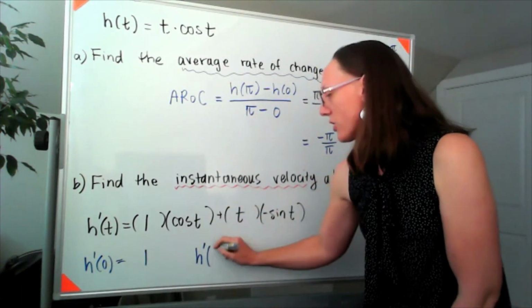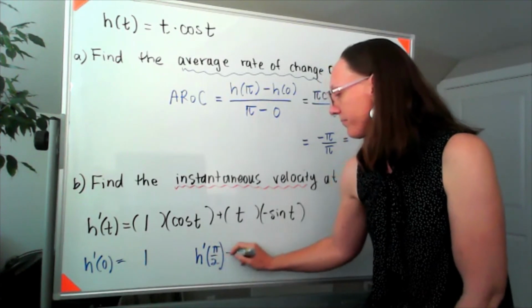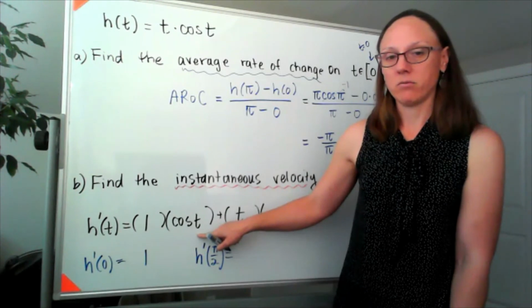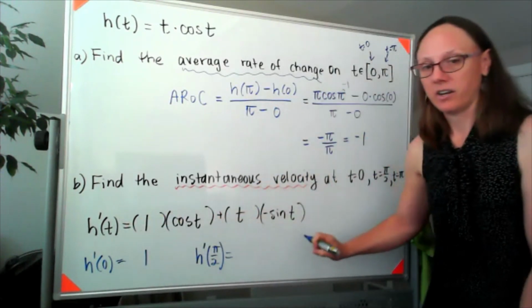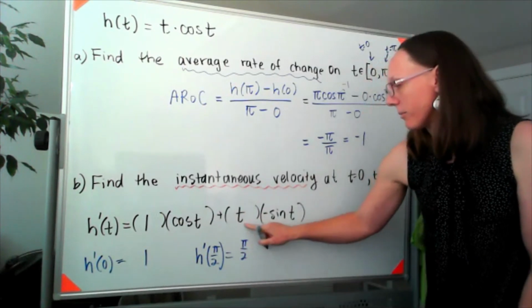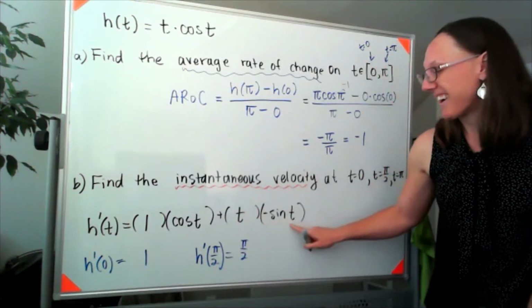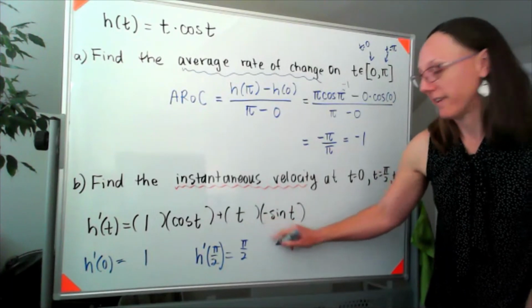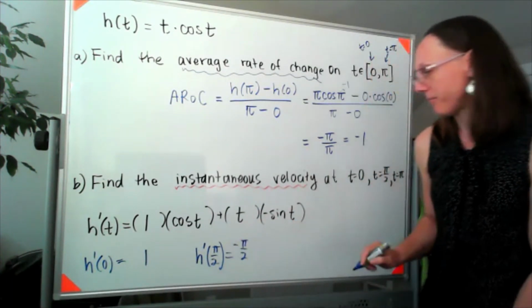When I go to find h prime of pi over 2, cosine of pi over 2 is 0. So that piece is gone. And here I'll have pi over 2 for my t. And then sine of pi over 2 is positive 1. And then that minus right there is going to make it a negative.